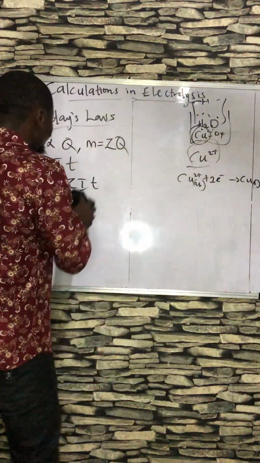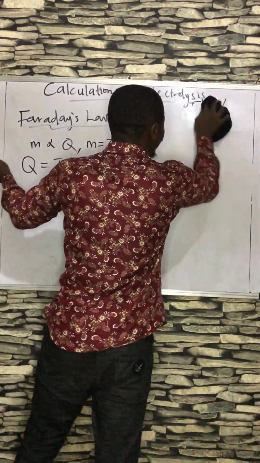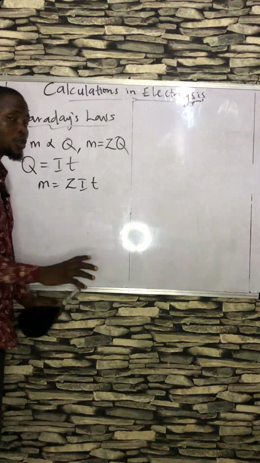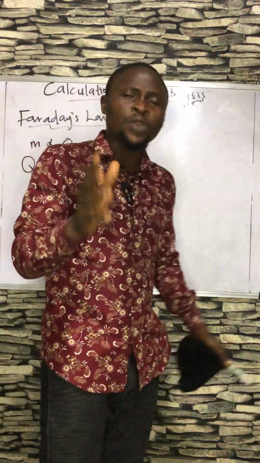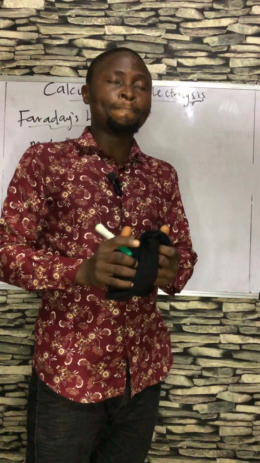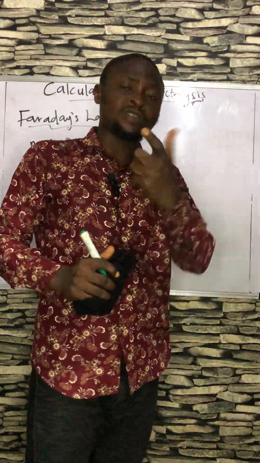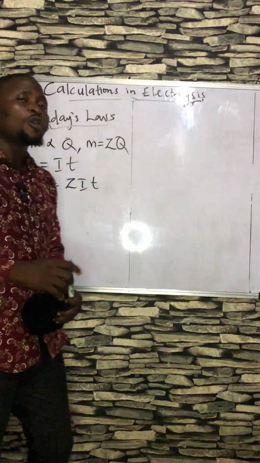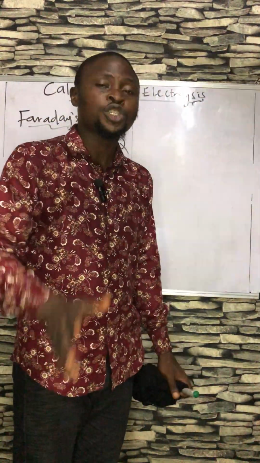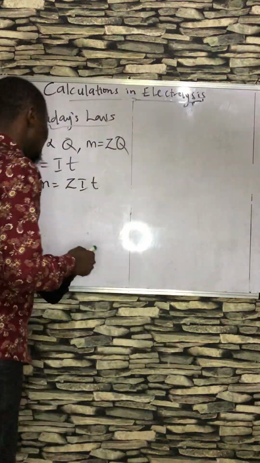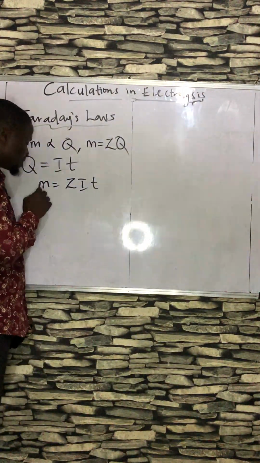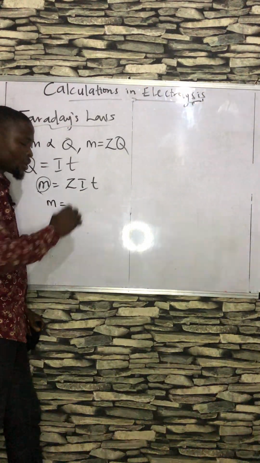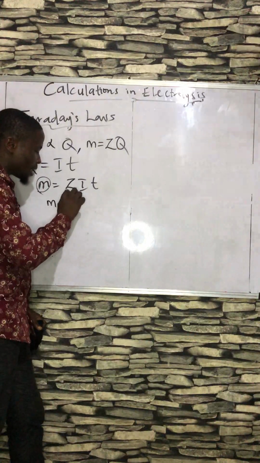And also, of course, this is Faraday's first law, but like we have the almighty formula in quadratic equations in mathematics, we also have an almighty formula in calculations under electrolysis. And this almighty formula is simply taken as M is also equal to Mr.